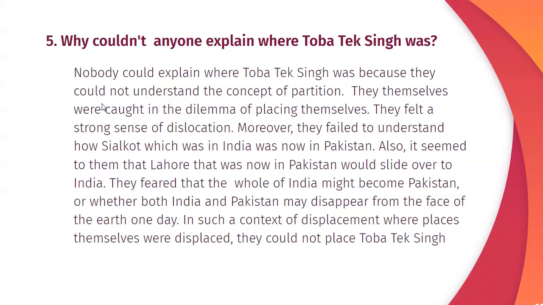Question number 5. Why couldn't anyone explain where Toba Tek Singh was? Nobody could explain where Toba Tek Singh was because they could not understand the concept of partition. They themselves were caught in the dilemma of placing themselves. They felt a strong sense of dislocation. Moreover, they failed to understand how Sialkot, which was in India, was now in Pakistan. Also, it seemed to them that Lahore, that was now in Pakistan, would slide over to India. They feared that the whole of India might become Pakistan, or whether both India and Pakistan may disappear from the face of the earth one day. In such a context of displacement, where places themselves were displaced, they could not place Toba Tek Singh.